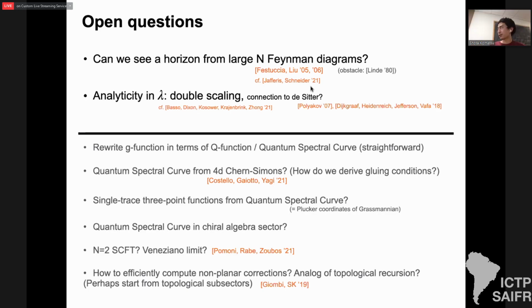I'm not saying that we can compute them using integrability, but integrability has told us that there is a precise sense in which we can identify the Feynman diagrams with the worldsheet. So we should be a bit more optimistic in trying to see some features of horizon or finite temperature physics from the Feynman diagrams. So that was my point.